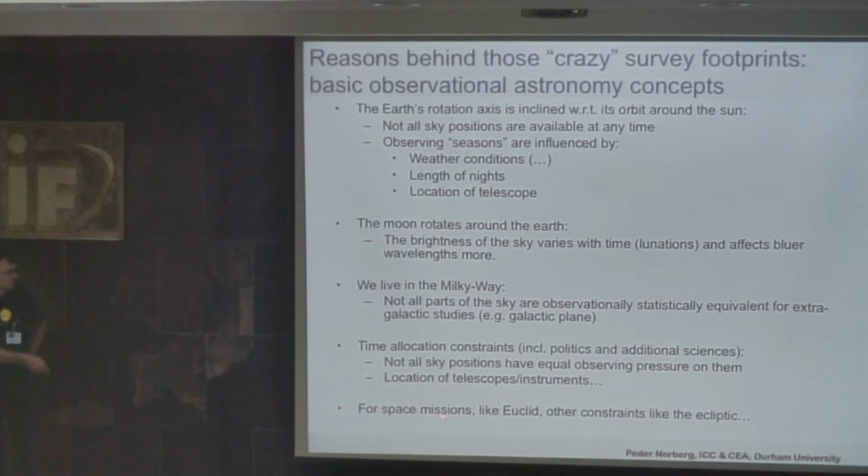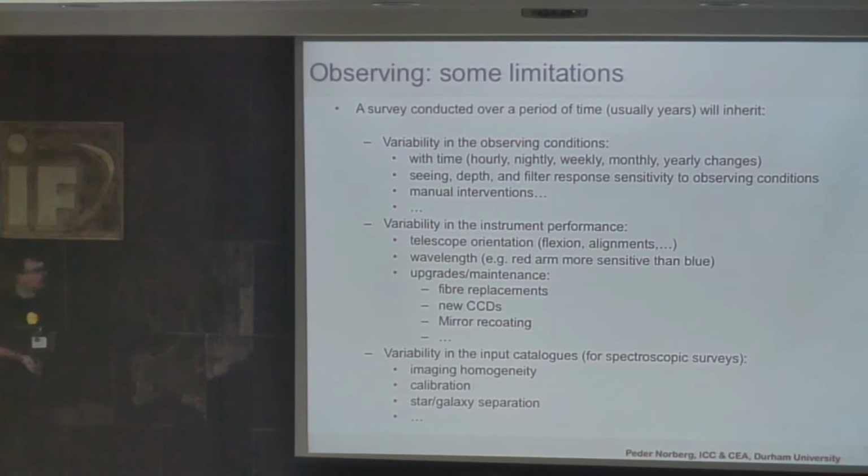And for space missions, you think, well, that shouldn't be a problem. Yep, Euclid had it because you have the ecliptic coming in the way. They don't want to observe in the ecliptic because it's really hard for Euclid to work there. You can't get the same calibration quality. So all of these things come up, and then they come in with the limitation of the observing: you need to conduct the survey over a period of time. It means that the variability of the observing conditions comes in, with hourly, nightly, weekly, monthly, yearly changes.